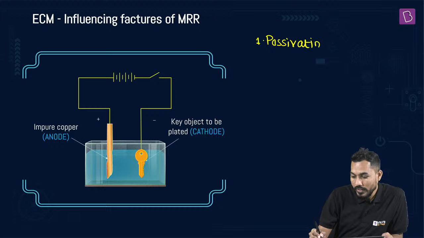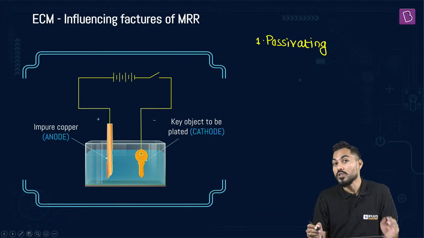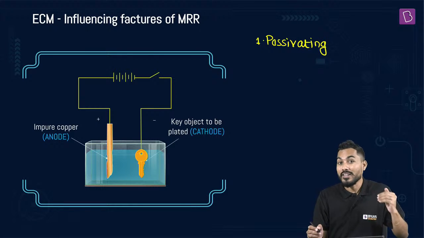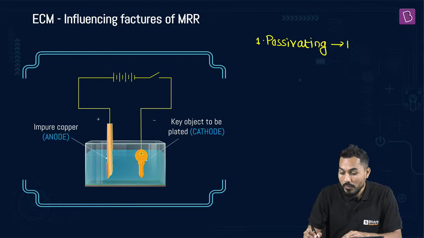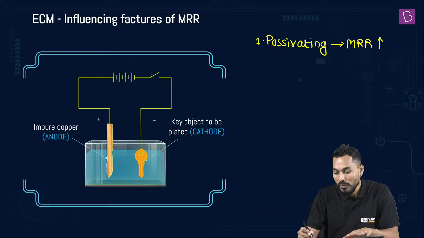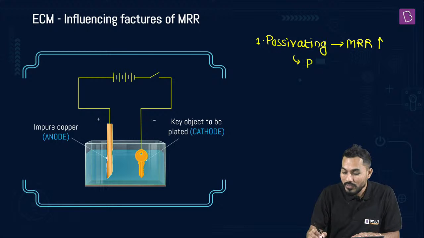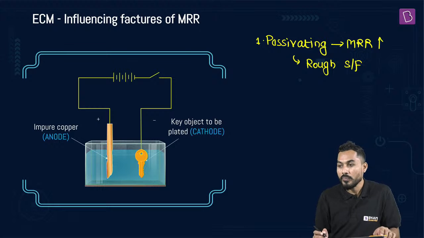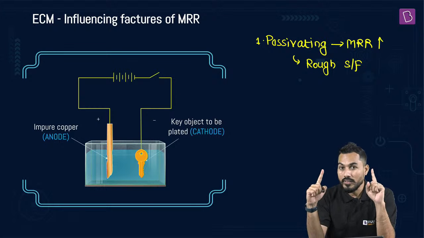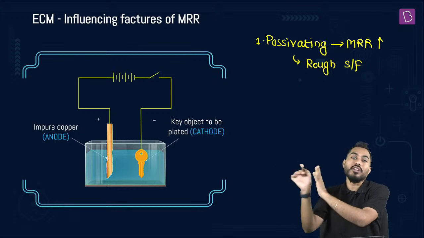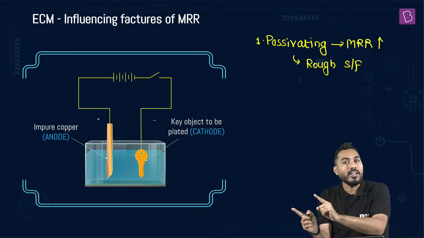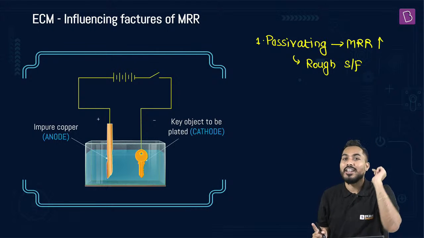Passivating, right? Fine. So passivating solution means what? It has very high electrical conductivity. If the electrical conductivity is very high, MRR will be higher. If the MRR is higher, can I say it leads to a rough surface? That means, can I say the reverse statement? To manufacture a rough surface, a passivating electrolytic solution is used. And passivating electrolytic solution means it has high electrical conductivity.